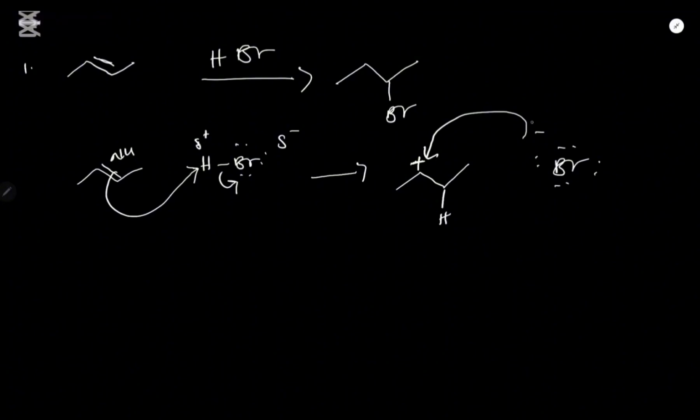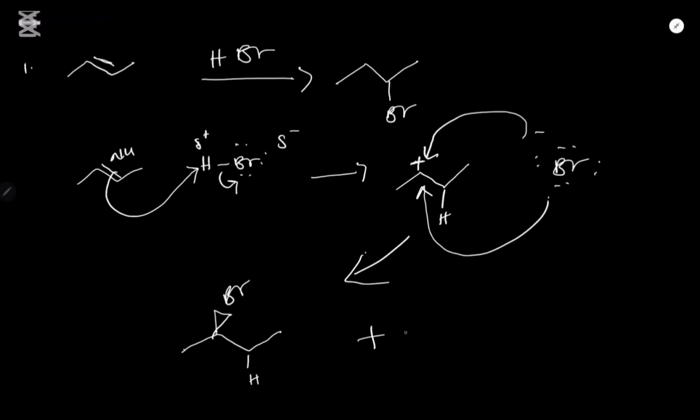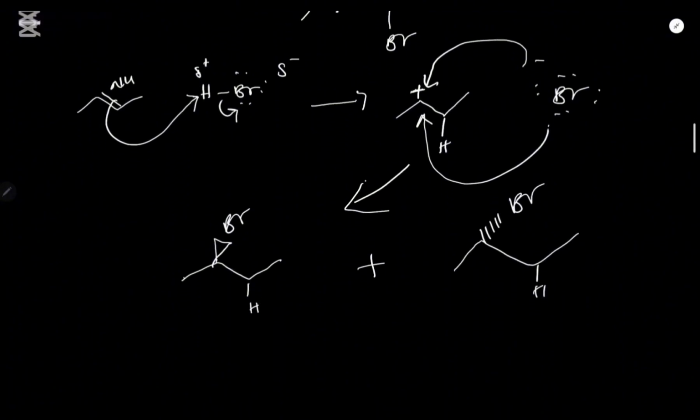So it can attack either from the front or from the back. If it attacks from the front, meaning your product will be this, but if it attacks from behind, meaning another product will be this, so it qualifies to be called to have two products.